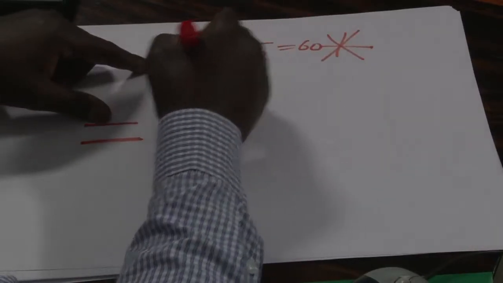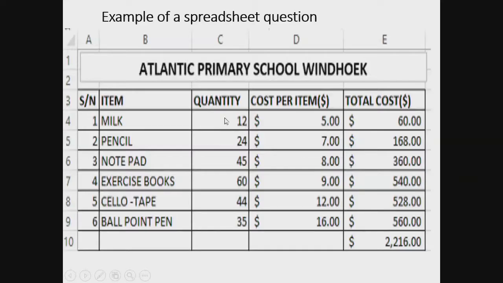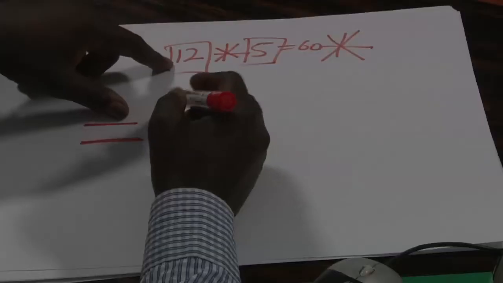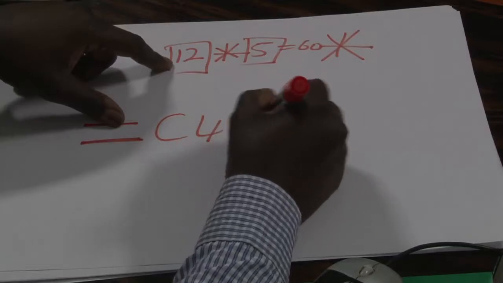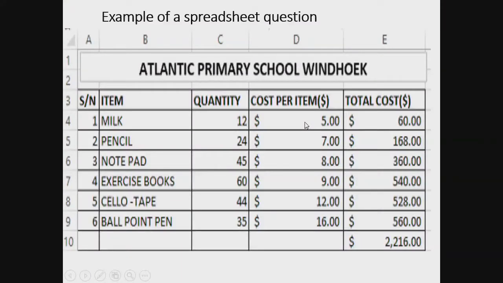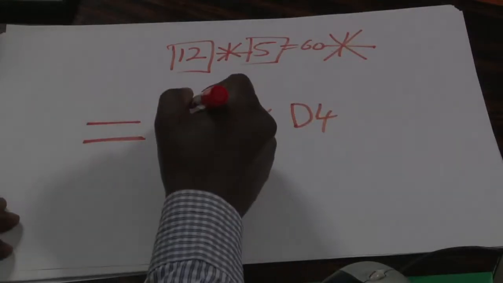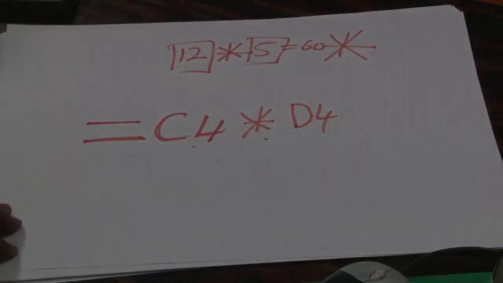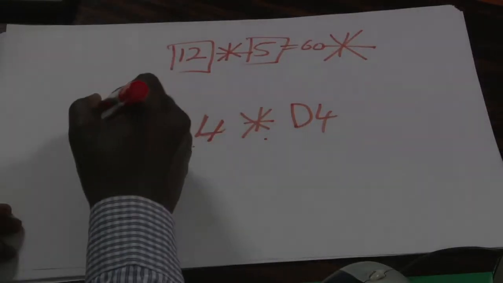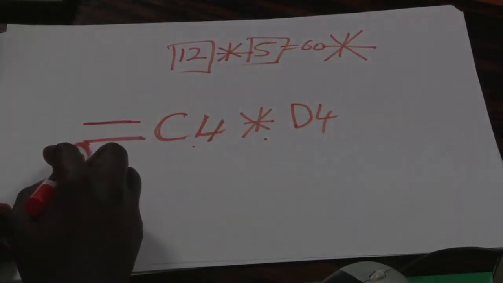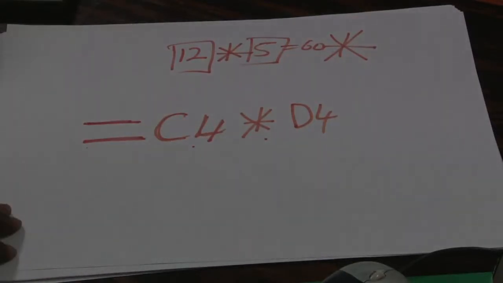Now, where is this 12? Where is this 5? This 12 is in cell C4. Can you see that now? So instead of putting 12, I'll put C4. Then multiplication. Where is that 5? It's in cell D4. So I put D4 here. This is the formula I'm asking you: C4 multiplied by D4. Do you understand? If you write a formula without an equal sign, the formula is automatically wrong.